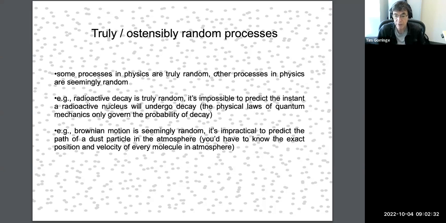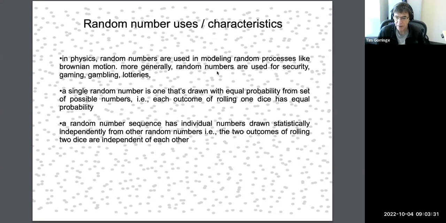So to simulate either the truly random or the seemingly random process in physics, we're going to need to be able to generate random numbers. This is the heart of the modeling and simulation of random processes.